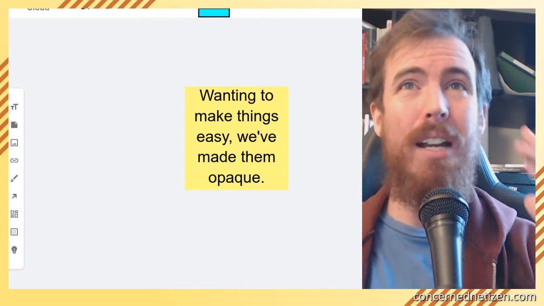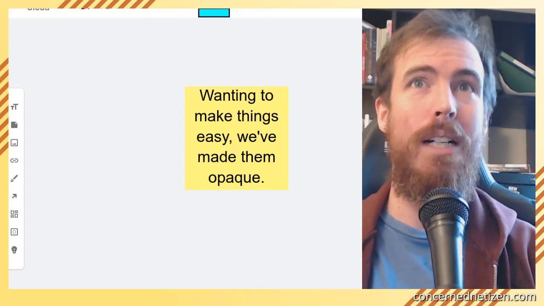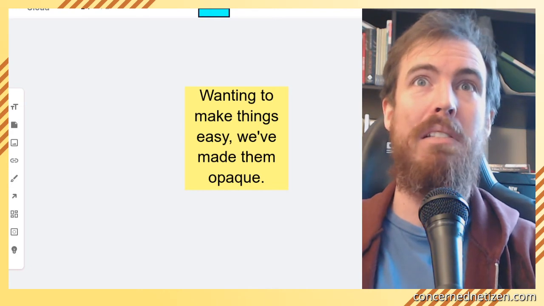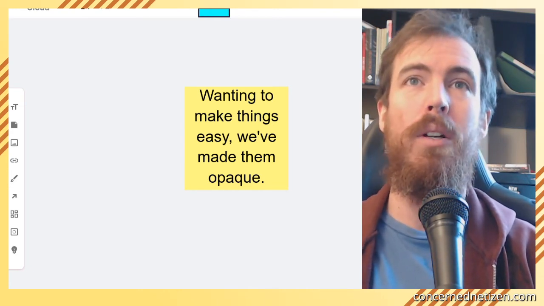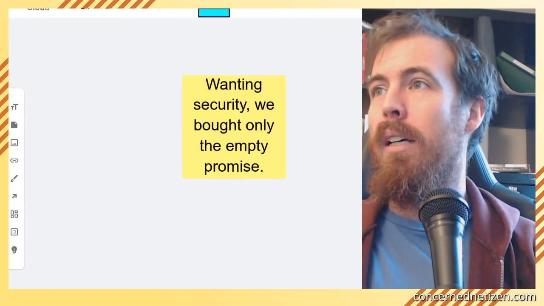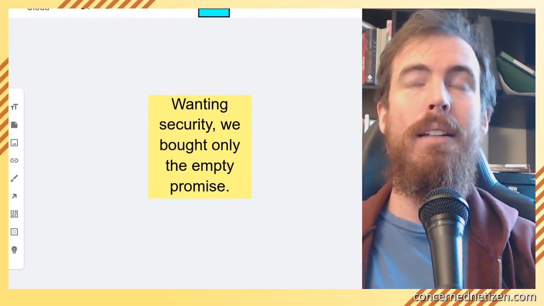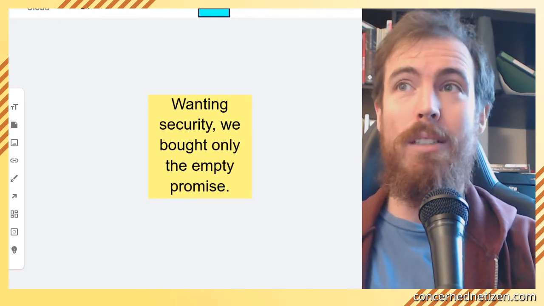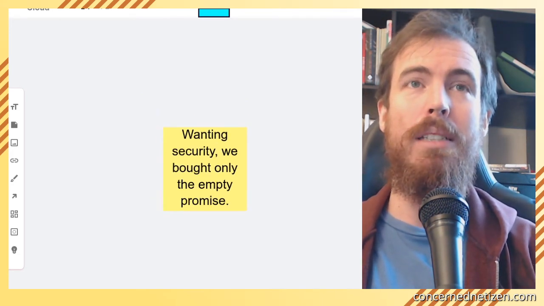We don't know what's going on inside of our computers. We don't know how any of it works. So we're just looking for people to trust and help us through so we can do what we wanted to do. And that way is of course gamed now by corporations. We wanted security, the security of trusting other people to tell us what to do. Instead, we only bought empty promises.